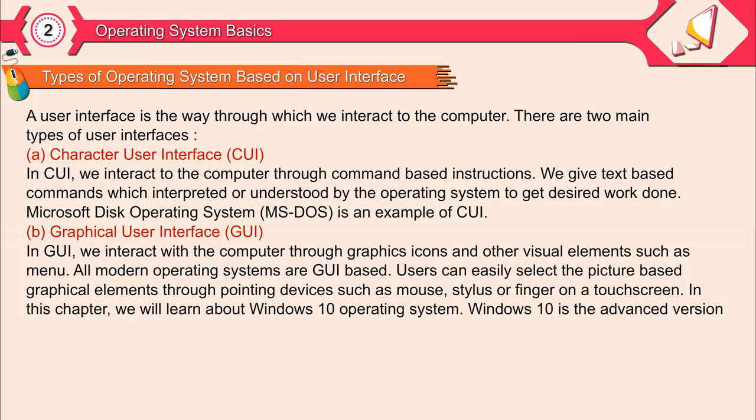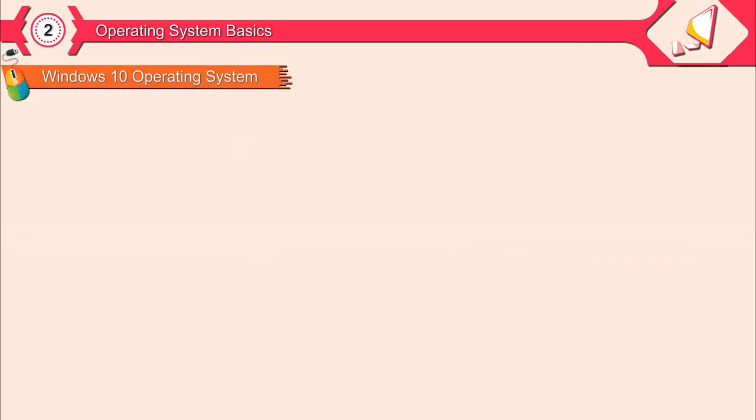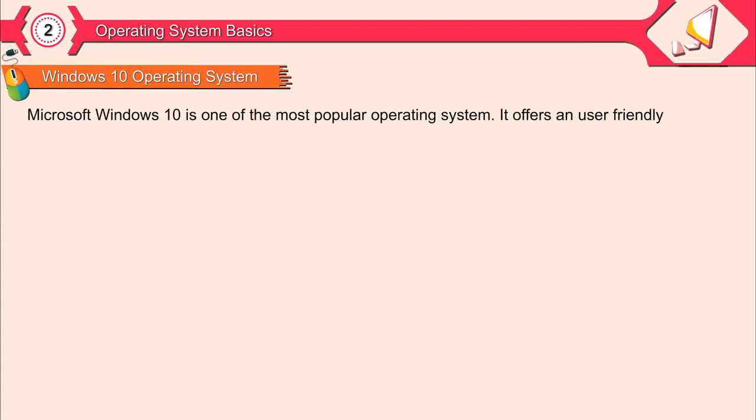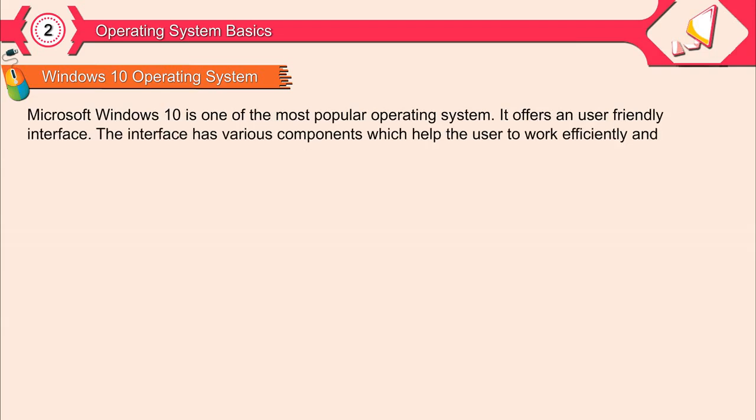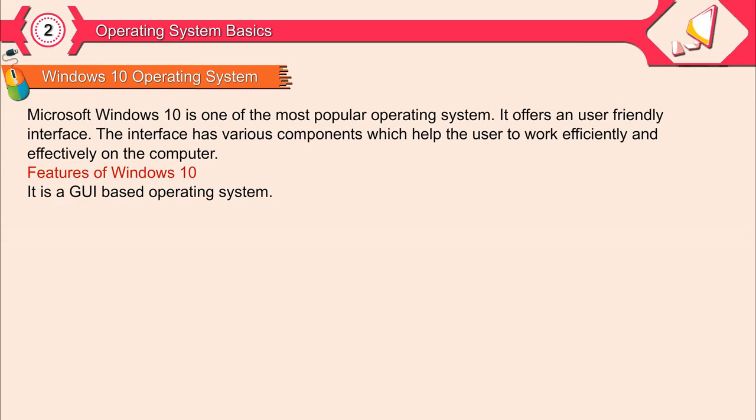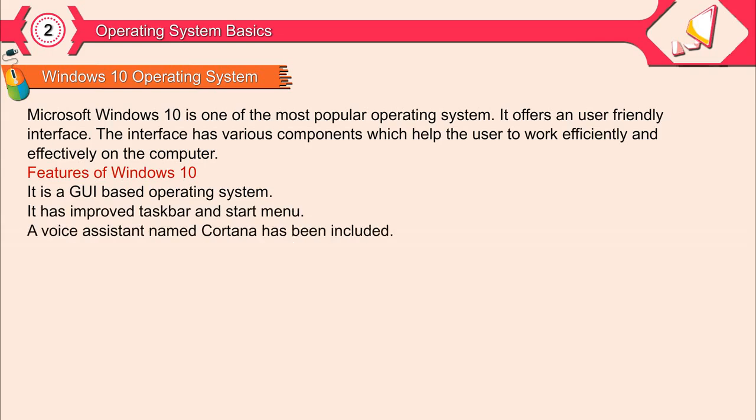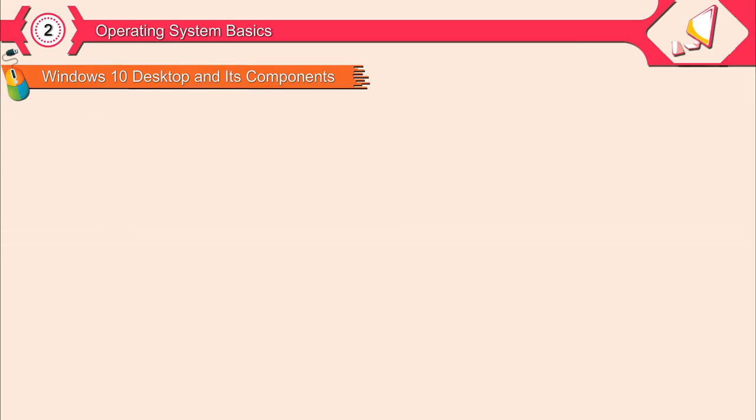Windows 10 is the advanced version of Windows 8. Microsoft Windows 10 is one of the most popular operating systems. It offers a user-friendly interface. The interface has various components which help the user to work efficiently and effectively on the computer. Features of Windows 10. It is a GUI-based operating system. It has an improved taskbar and start menu. A voice assistant named Cortana has been included. It supports touchscreen devices.